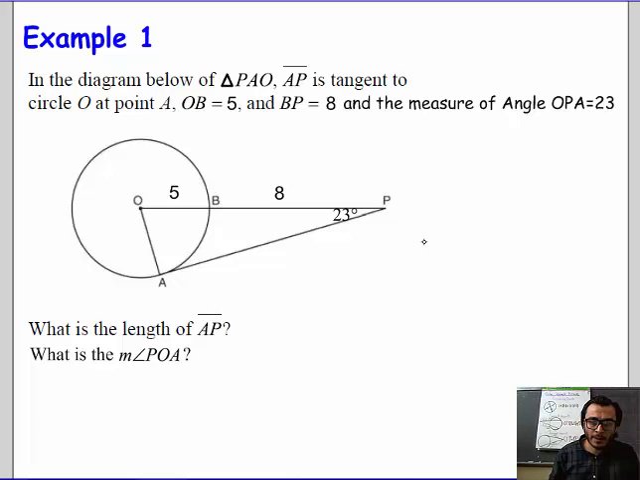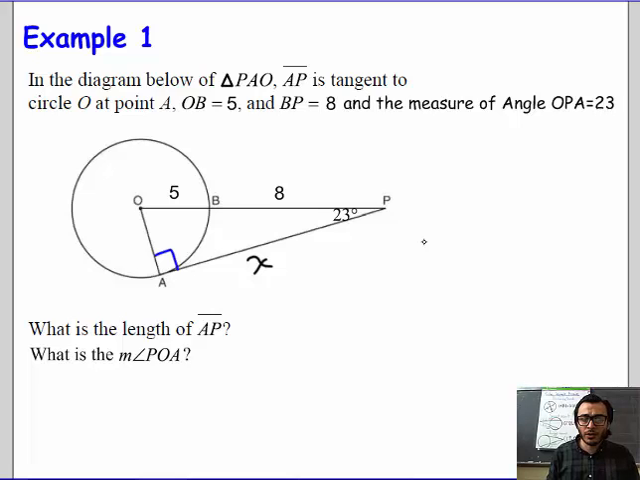Well, before I go on any further, since this is a tangent line and this is a radius, and I know this is a radius because it's connecting the center and a point on a circle, I'm going to label this 90 degrees. Because that's the application of the tangent radius relationship. So I know that's 90 degrees. I'm being asked to find the length of AP here, so I'm going to label that X.